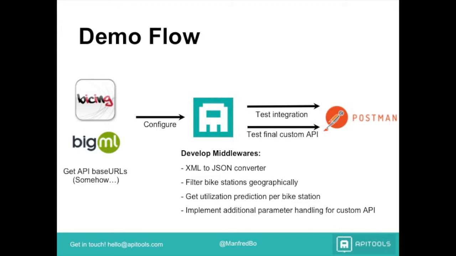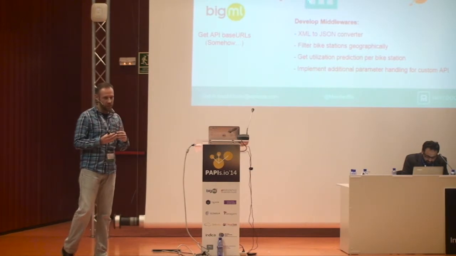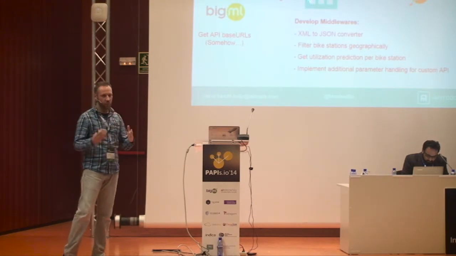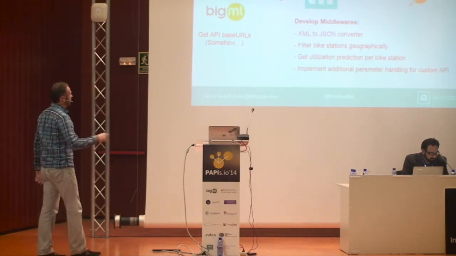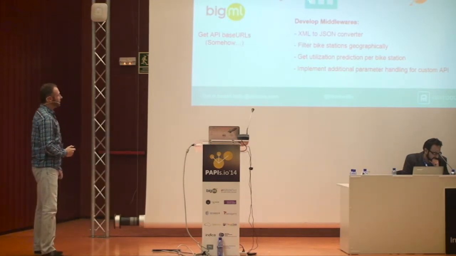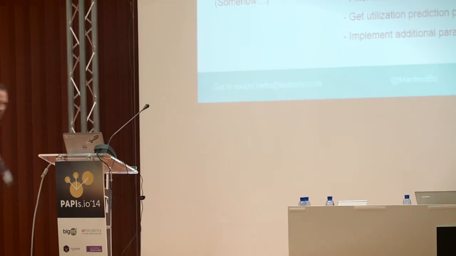As a next step, I will then show you the various middlewares which I developed. These are small code modules hosted on APItools, where the API request and the response go through and are modified. So I will do an XML to JSON converter. I will filter the bike stations according to geography. For that, Google Maps comes in. Then I will try to get the utilization prediction using BigML. And then I will actually customize the API so that I'm fully in control of which parameters go in and come out of the API. And then finally, we'll have a look at Postman again. Okay, so let's have a look.